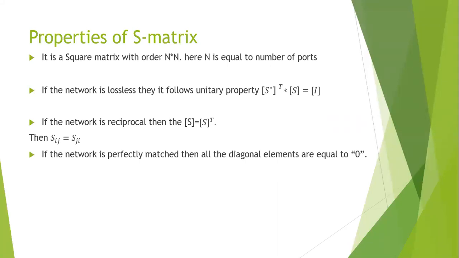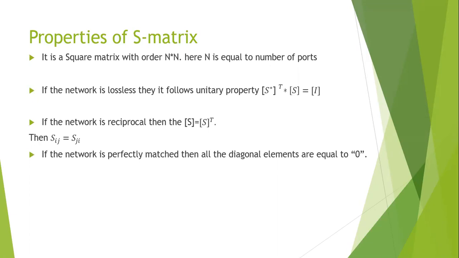So now we will discuss some properties of the S matrix. It is a square matrix of order n cross n, where n is equal to the number of ports. If the network is lossless, then it follows the unitary property. What is the unitary property? If the transpose of the conjugate of the scattering matrix is multiplied by itself, then it gives us the identity matrix. If this property is satisfied, then the network is assumed to be lossless.